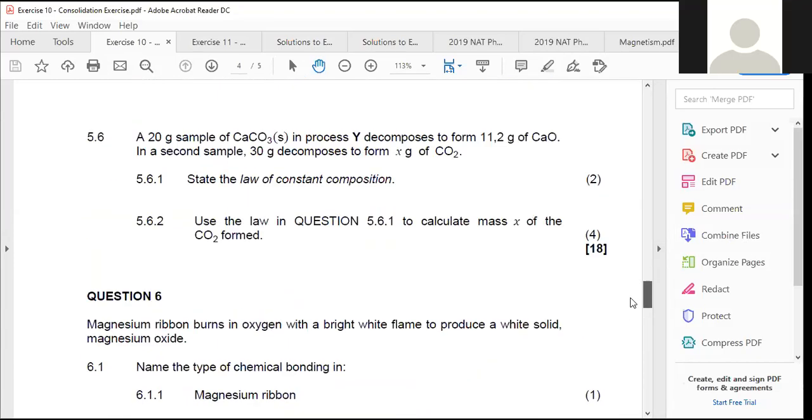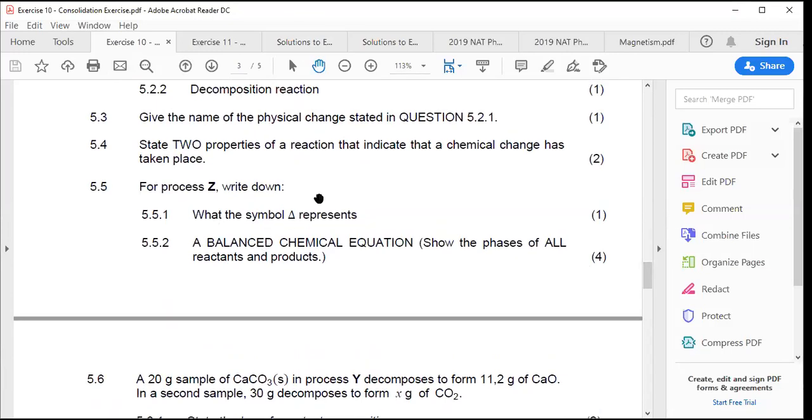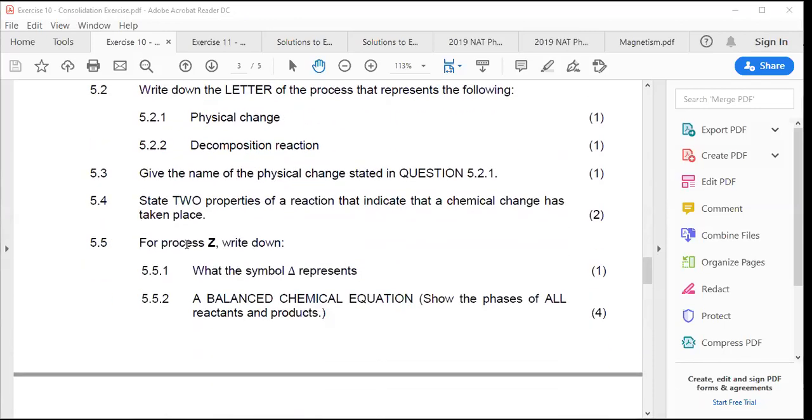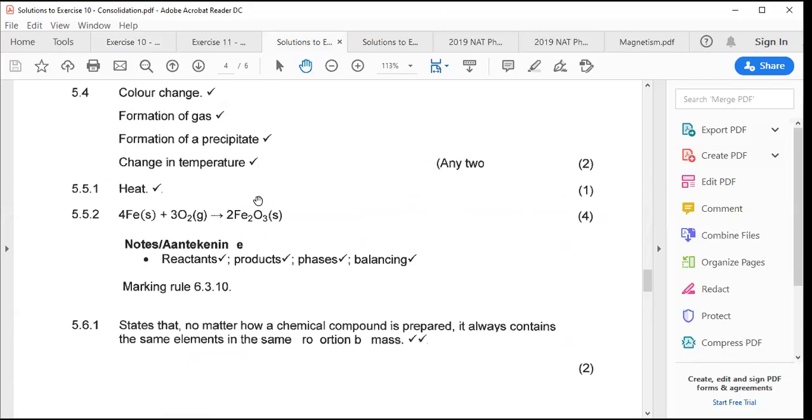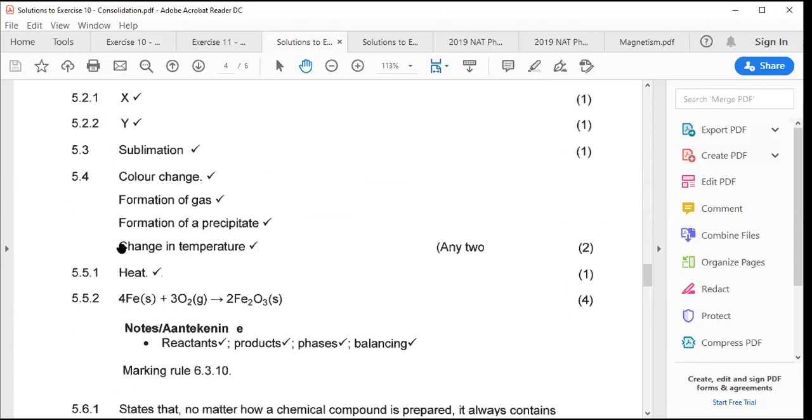Right. So we had gone as far as 5.5.2. That's where we were. So I'm just going to continue with 5.5. I did 5.5.1 and 5.5.2. It was just the balancing: a balanced chemical equation showing all the phases, reactants and products. So for 5.5, there it is, 5.5.2.